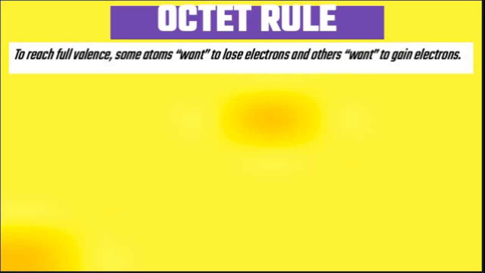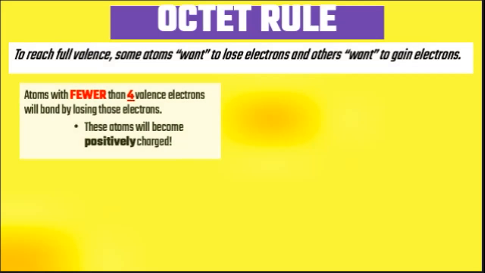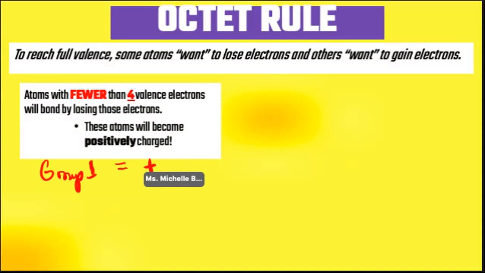Another, it is easier. Now, to reach full valence, some atoms want to lose electrons and the others want to gain electrons. Okay? So atoms with fewer than 4 valence electrons will bond by losing those electrons. It is easier. So let's have group 1. Group 1 has 1 valence electron.